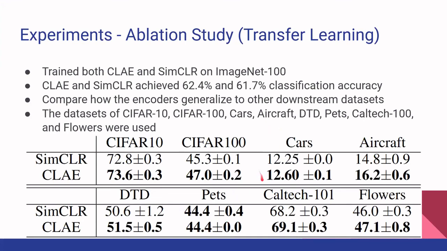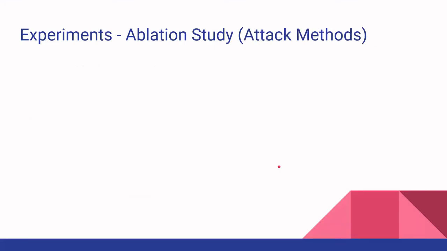And if you look at cars and airplanes, they had the lowest performance because ImageNet 100 did not have the classes cars and aircraft. But even still, it shows that having adversarial examples does help improve the classification, even if the baseline model did not have the class with it.